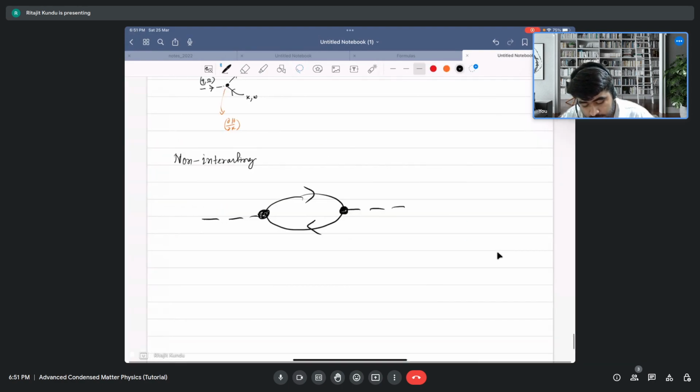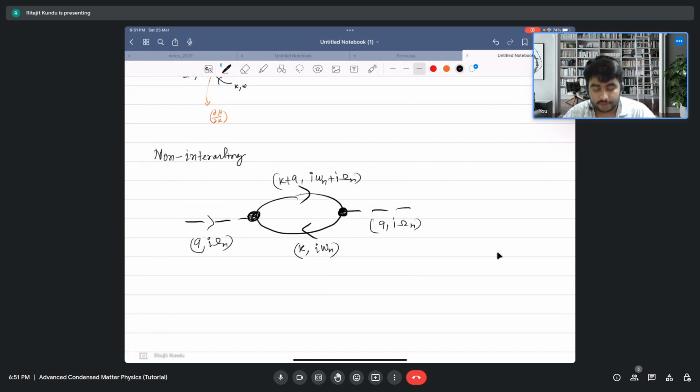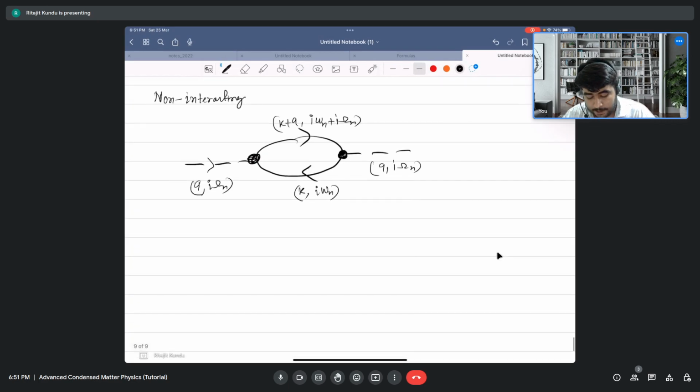So how does the momentum and energy distribution look like? So it looks like something like k, some I omega n. So I'm already writing it in terms of Matsubara frequencies. So the external fields give some q comma I capital omega n, and then I have k plus q, I omega n plus I capital omega n, and then q comma I capital omega n goes out. Okay, because energy has to be conserved, there is no dissipation.